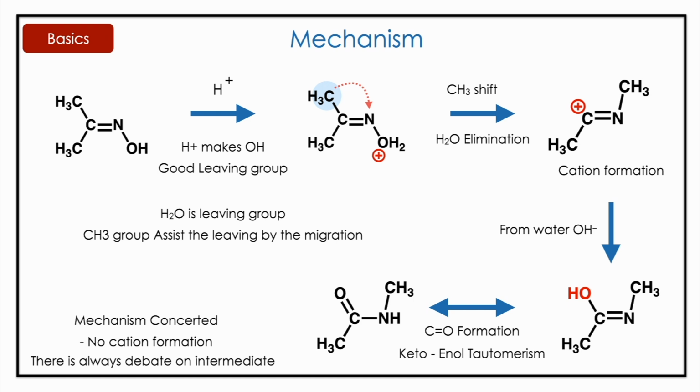Now we will see the mechanism, how oxime is converted into amide. You are using the acid; oxime has an OH group, so OH converts into water, ready to leave because water is the leaving group. The leaving can be assisted by the migration: methyl migrates, H2O is removed and a cation forms. Since methyl has moved, valency is deficient, so it forms a cation. Then OH attacks, and there is an enol, so keto-enol tautomerism is possible, ending up with the amide.